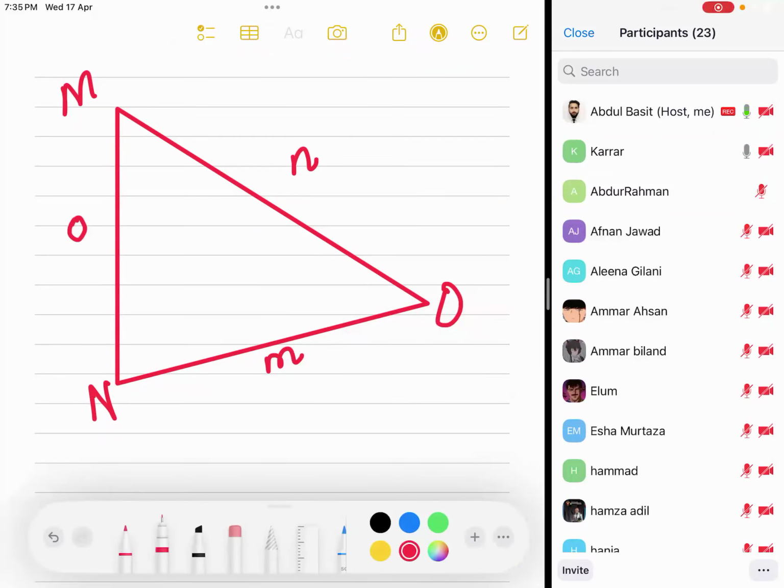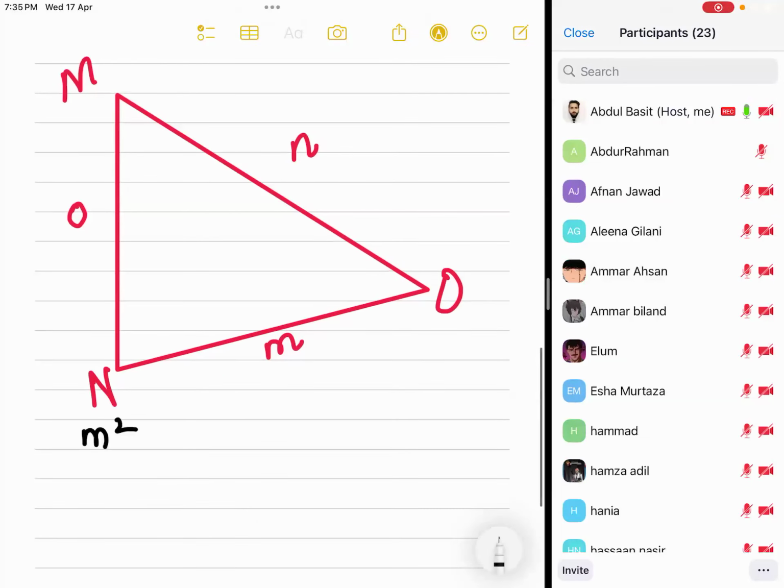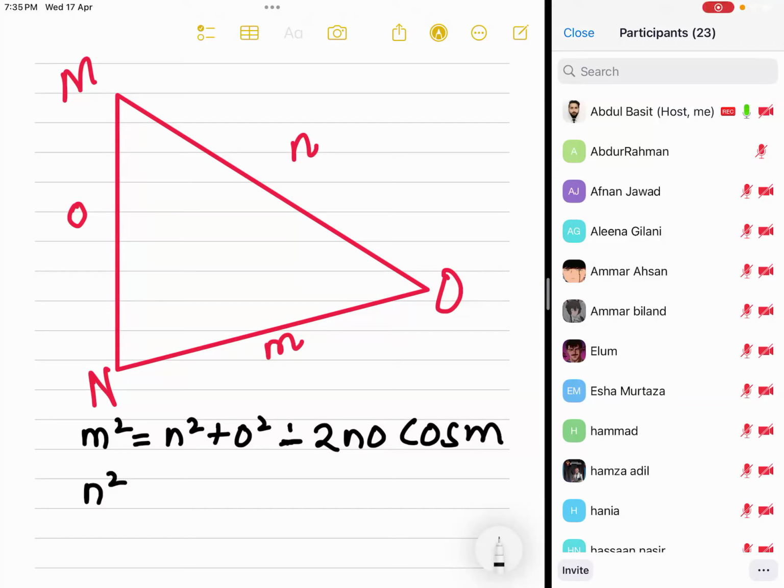अब अगर मैं फॉर एग्जांपल इन द बिगिनिंग एम स्क्वायर के लिए बनाना चाहता हूं तो ये होगा एन स्क्वायर प्लस ओ स्क्वायर माइनस 2NO कॉस ऑफ एम। ठीक है. अगर एन के लिए बनाना चाहता हूं तो ये होगा एन स्क्वायर इज इक्वल टू एम स्क्वायर प्लस ओ स्क्वायर माइनस 2MO कॉस ऑफ एन, क्योंकि वहां पे एन लिखा हुआ है.